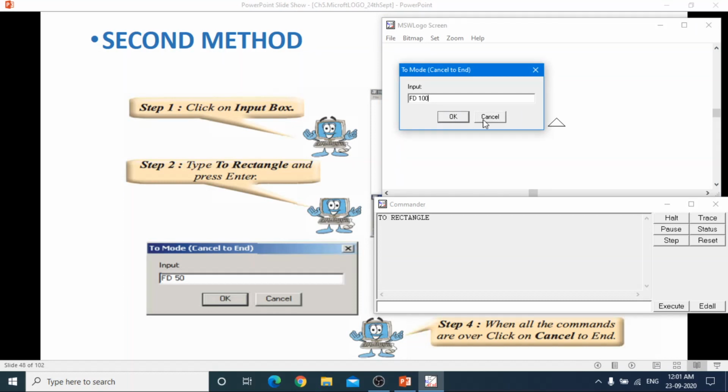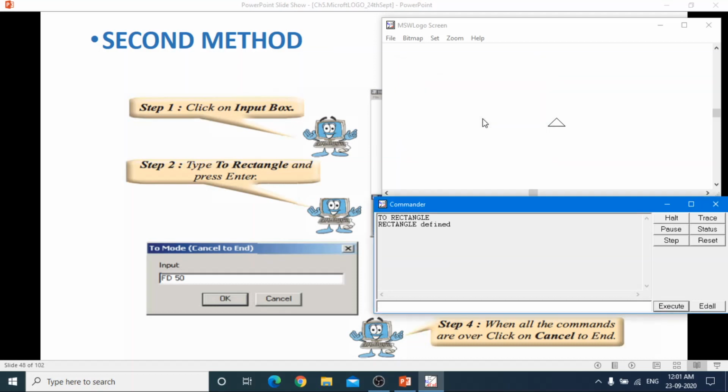After that, cancel it. It will cancel. Just wait. Now the rectangle is defined, so I am going to call rectangle.